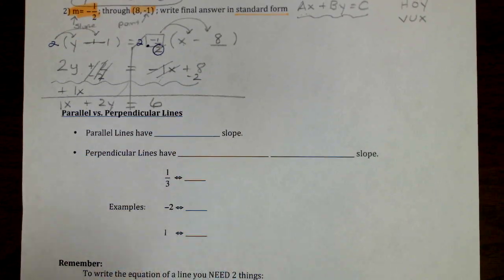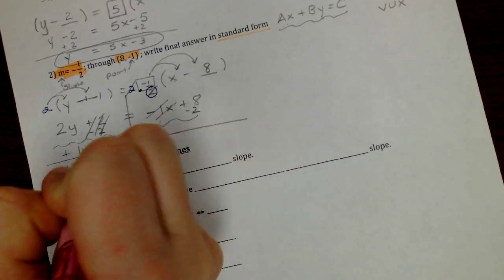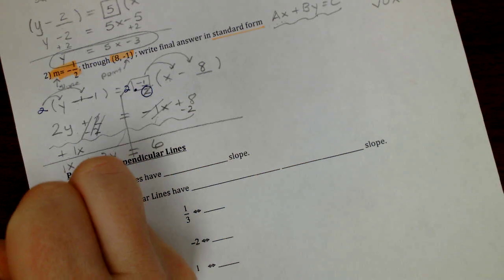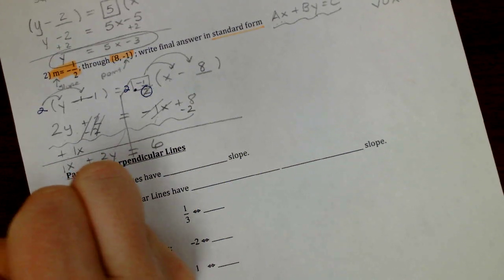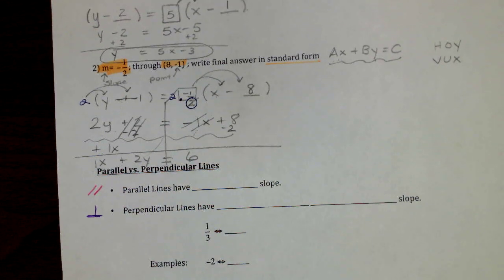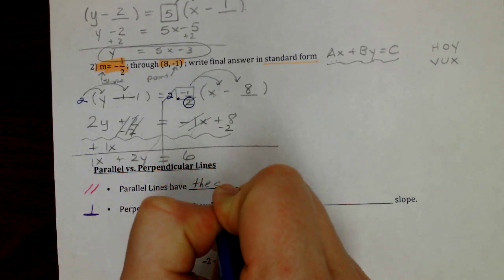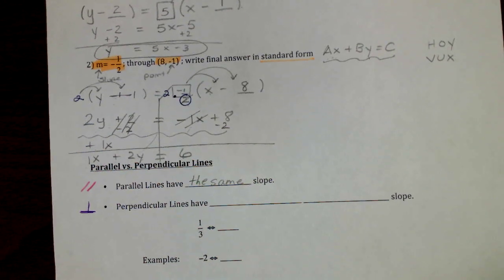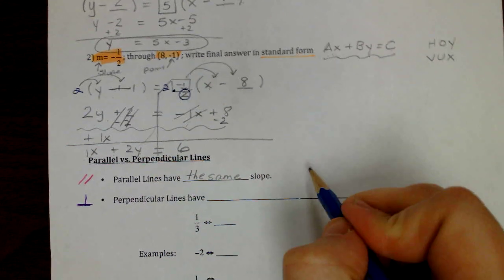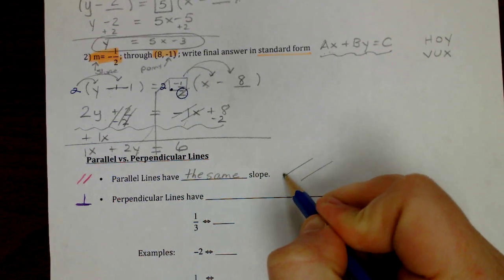Okay, so today, the new topic is going to be parallel and perpendicular lines. So first of all, parallel lines are going to be written using this symbol, parallel. Perpendicular is going to be used this symbol here. All right? Parallel lines have the same slope. So if I have a line that looks like this, and I have a line that looks like this, they have the same slope. M is the same.